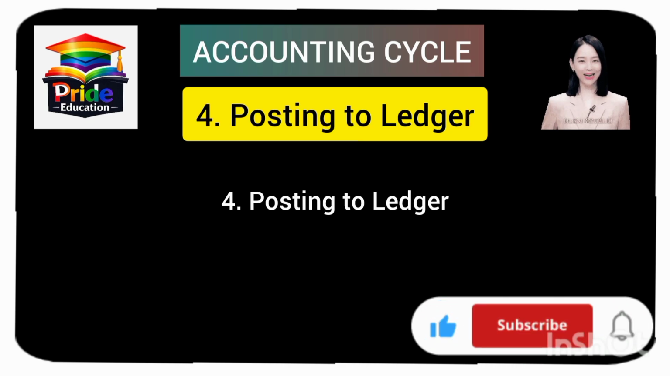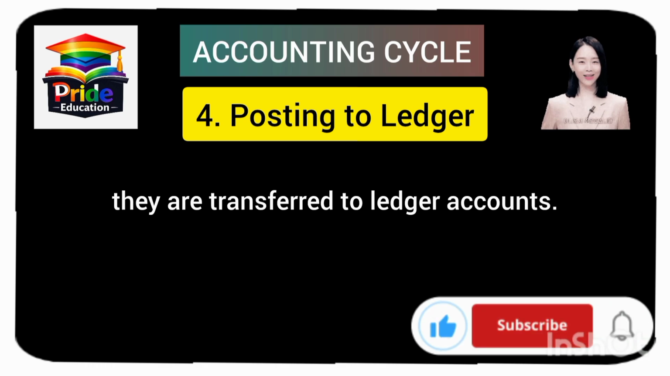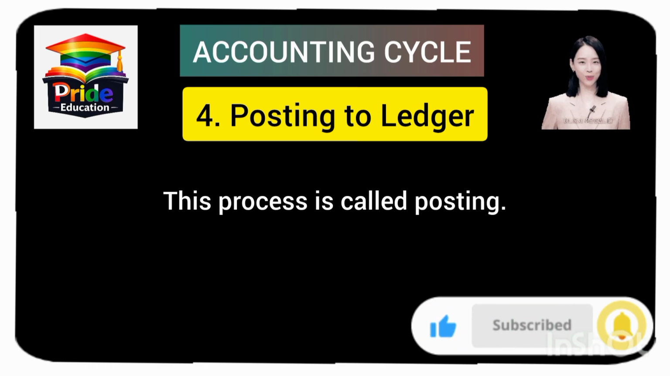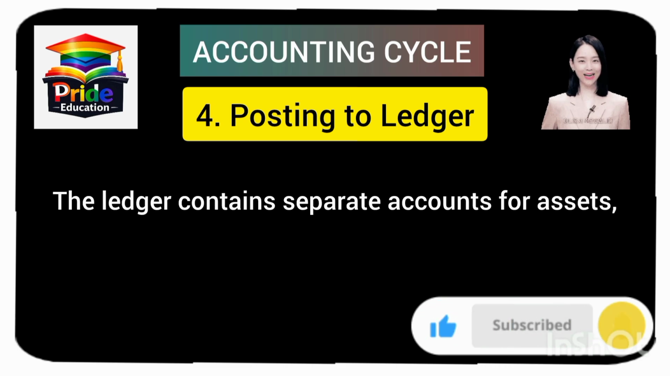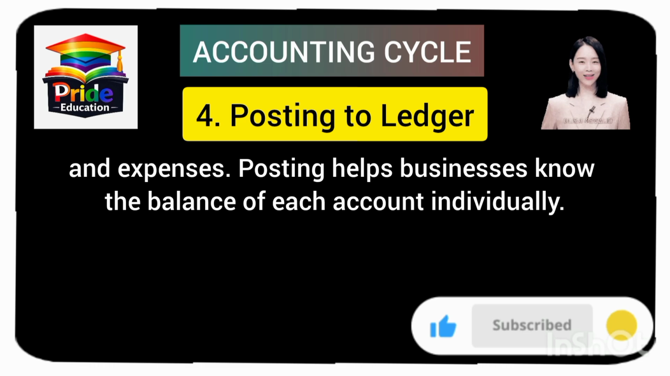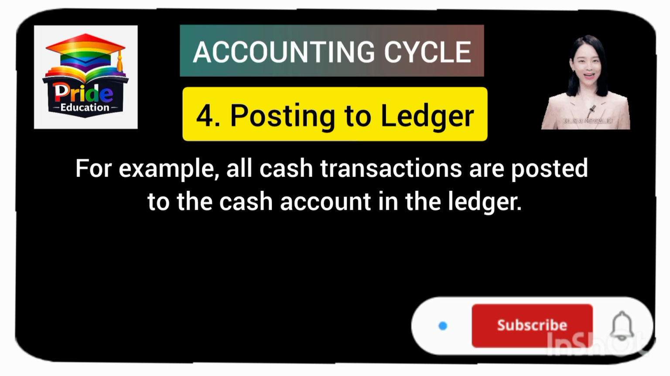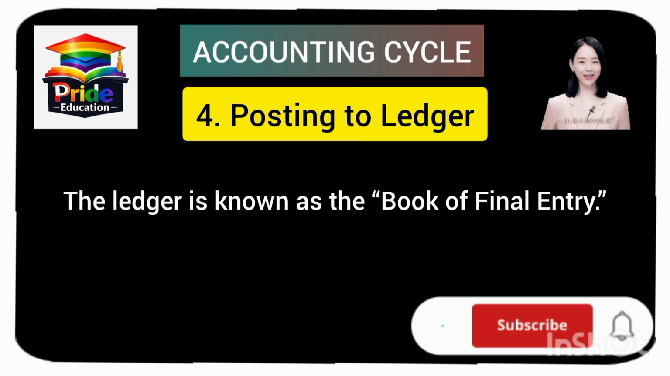4. Posting to ledger. After journal entries are prepared, they are transferred to ledger accounts. This process is called posting. The ledger contains separate accounts for assets, liabilities, capital, revenues, and expenses. Posting helps businesses know the balance of each account individually. For example, all cash transactions are posted to the cash account in the ledger. The ledger is known as the Book of Final Entry.